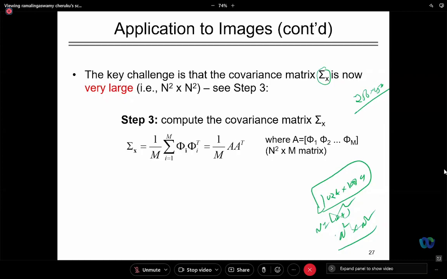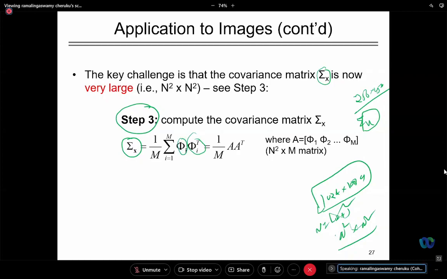So it means that there is huge complexity to deal with in finding the covariance sigma x. Right now, let's see how effectively we can compute the covariance matrix sigma x when you are dealing with images. The sigma x is the covariance between each and every possible feature, that is, the summation of i equal to 1 to m of phi i into phi i transpose.